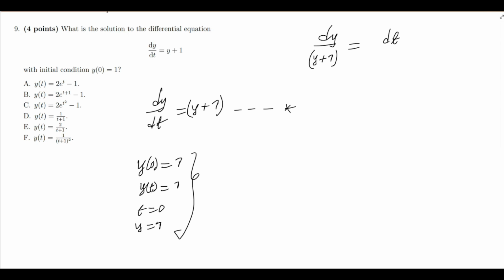So if we notice this, we have actually simplified it. We have separated our variables, all the variables in terms of y are on the left hand side and all the variables in terms of t are on the right hand side. So we are going to go ahead and take our integral. So we're going to be integrating this. So taking the integral, we have 1 over y plus 1 dy equals the integral of dt.